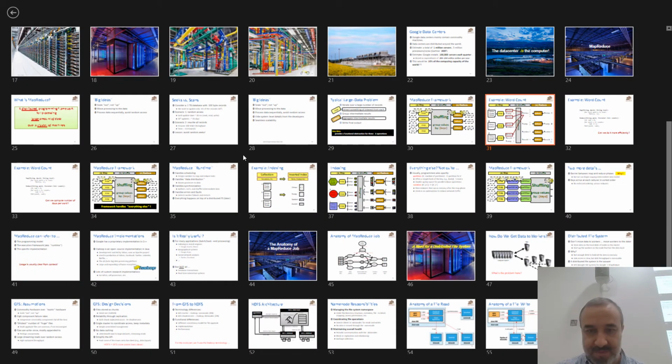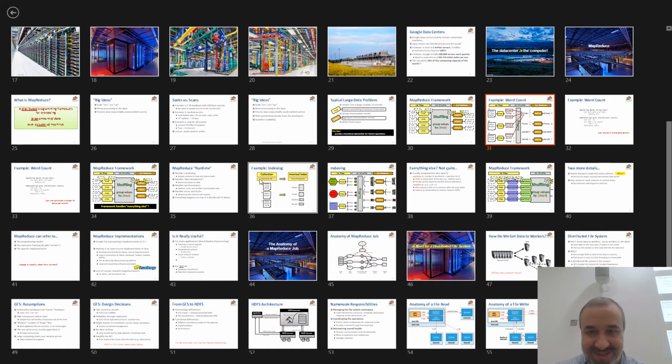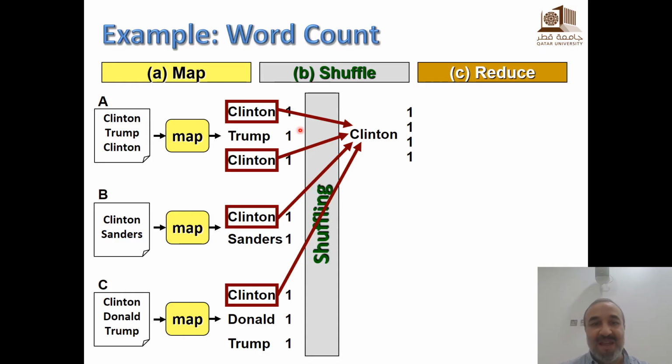We can aggregate this Clinton and this Clinton. Can we aggregate these two with this one? No, because they can run on different machines. So we cannot aggregate everything, of course. But we can do some local aggregations that will save us some time in shuffling.